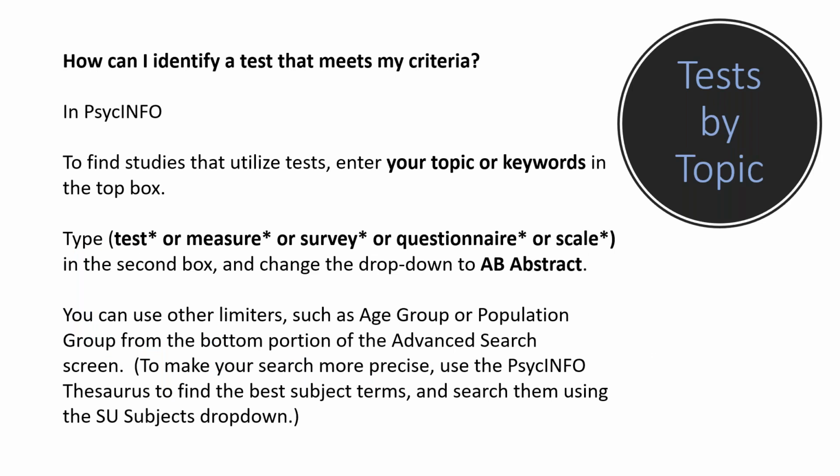So in PsycInfo, to find studies that utilize tests, you can either enter your topic or keywords in the top box, and then also type a string of keywords like test, measure, survey, questionnaire, or scale in the next box, and then make sure that you change the drop down to abstract. And then, of course, you can use other limiters like age group, population, and so forth. If you want to take a look at what that looks like in PsycInfo, I can switch over to the database. So just a second here while I do that.